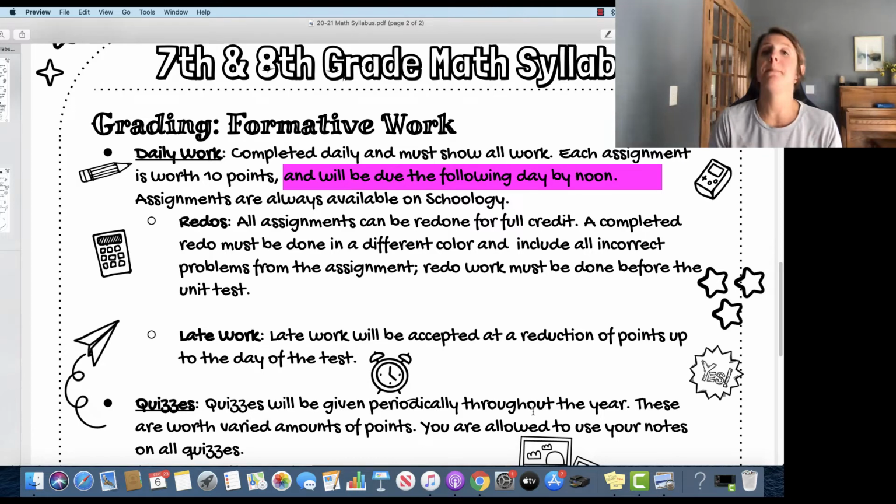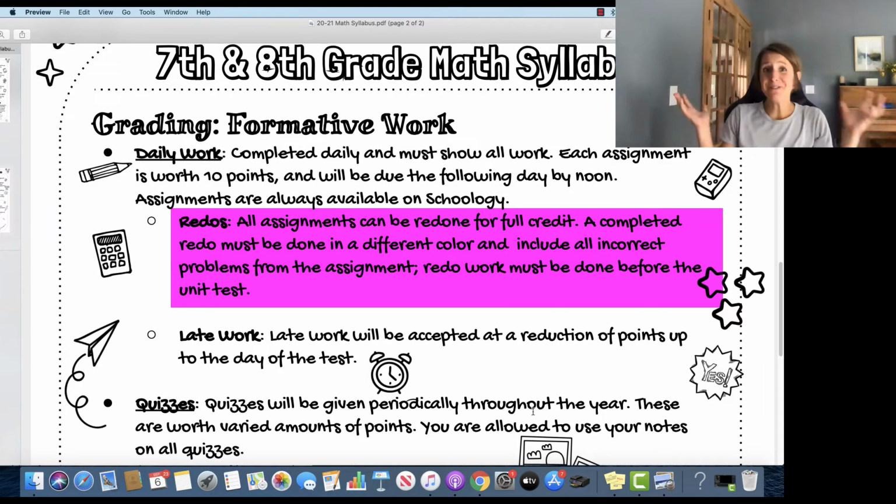That's a little different. When we were in 6th grade, our assignment was normally due the next day, but it was due the next day during our class time. Well, now Ms. Kluver might not see you the next day. However, your assignment is still due. It's just due the next day by noon, okay?